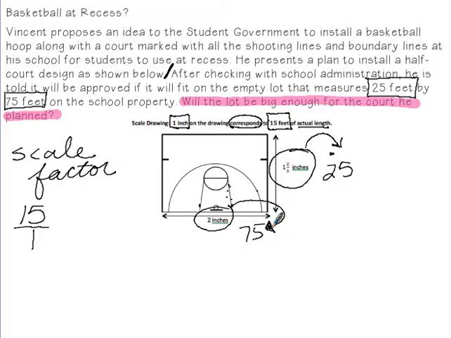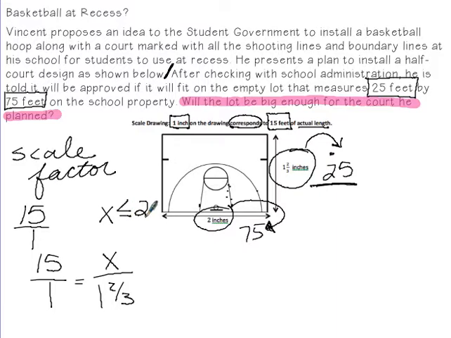All right, so what I have to do is set up a proportion. Again, I know that the scale is 15 to 1, and he drew it 1 2/3 inches, and we're looking for the number of feet. Now, we're not looking for 25, we're looking to see if x can be less than or equal to 25. It can't be any bigger or any smaller.